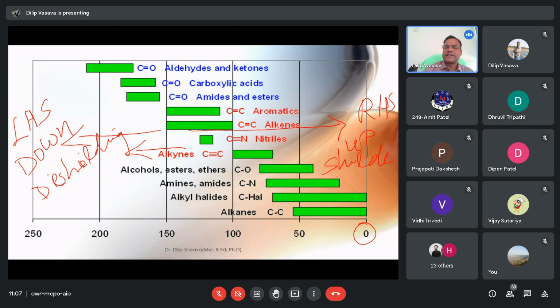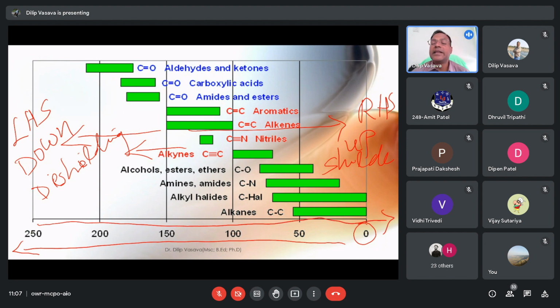So on your left hand side is the downfield. In this direction, the de-shielding effect increases, whereas towards the right hand side, the shielding effect increases. The de-shielding effect increases only when electronegative elements or functional groups having an electronegative atom are attached. Then it impacts the de-shielding effect.